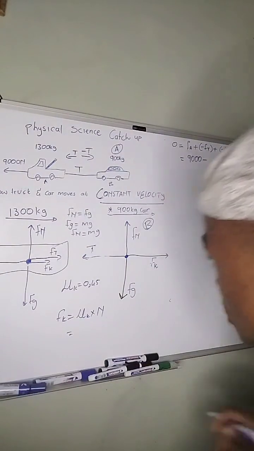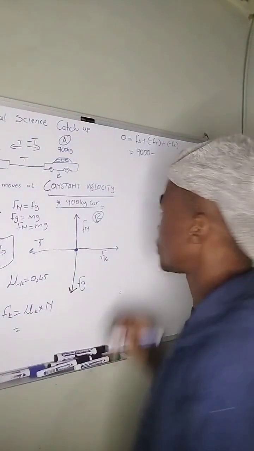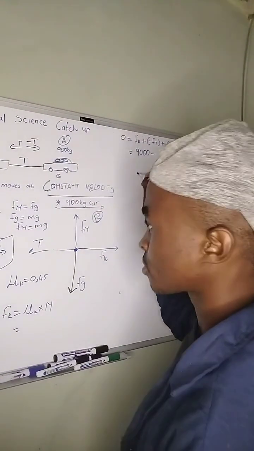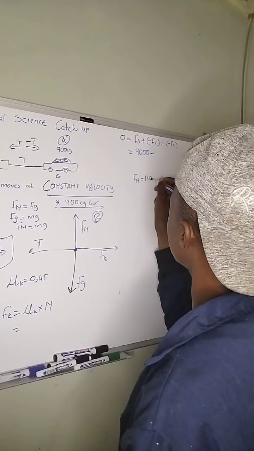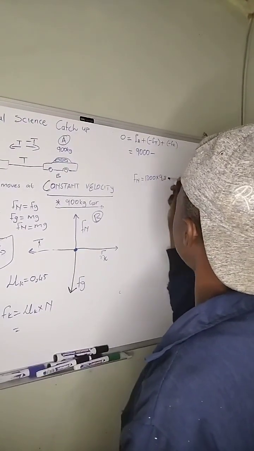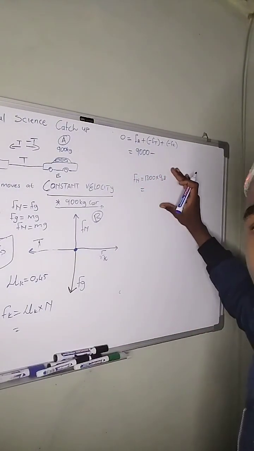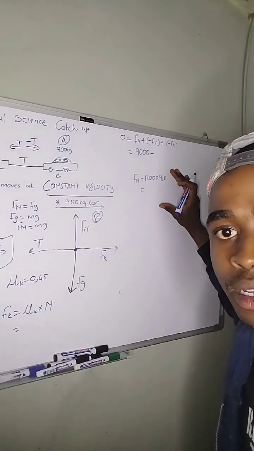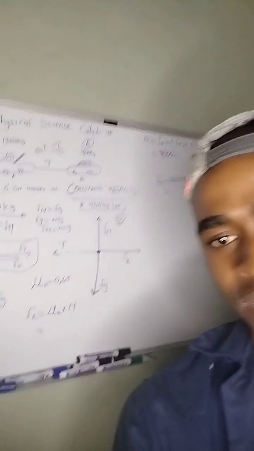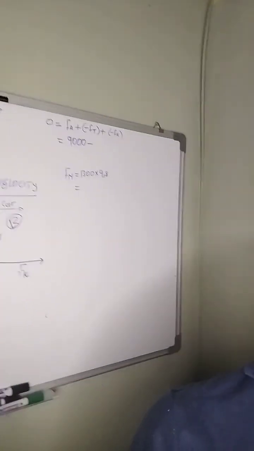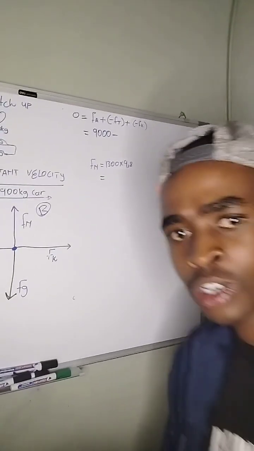1,300 times 9.8 is going to be what? Let me start on a clean slate. Fn is going to be 1,300 times 9.8, which is going to be what? I don't have a calculator on me. Let me bring this closer.